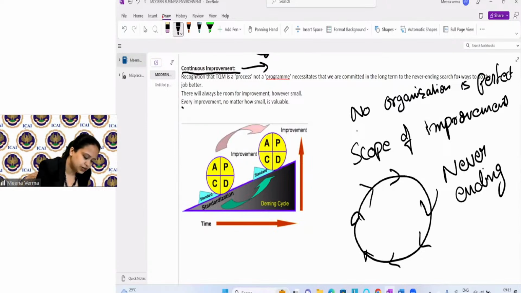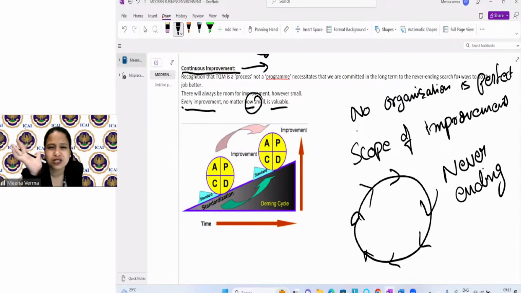So no matter how small an improvement you have made, every improvement is important in the organization. Even a small improvement is acceptable, right? It's not necessary that we need a dramatic or major improvement. It's okay if your organization has small improvements.